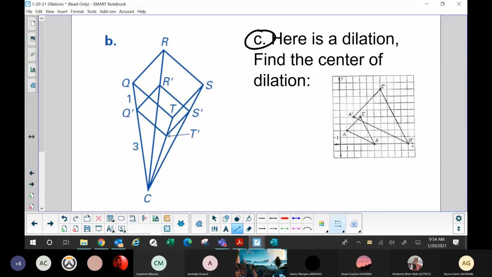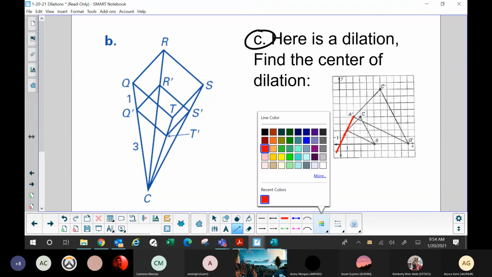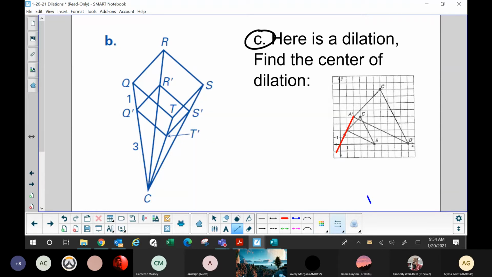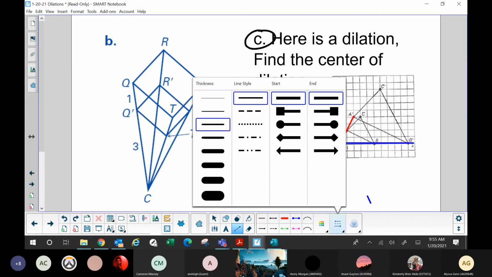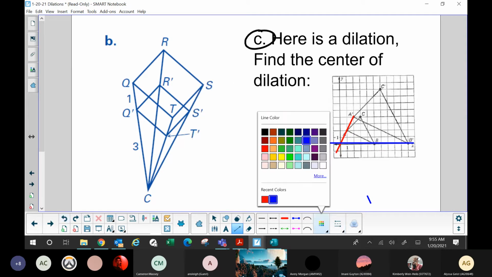So I'm going to connect A and A prime and extend that. I'm going to connect B and B prime. Well, shoot. The smartboard's a little off. I'm trying, guys. There we go. Connect B and B prime. It's not perfect. And then connect C and C prime. Can everyone kind of see where this is headed?